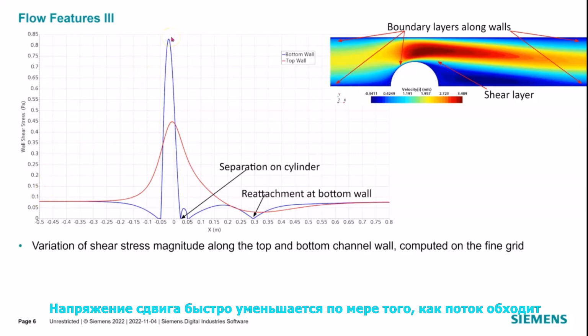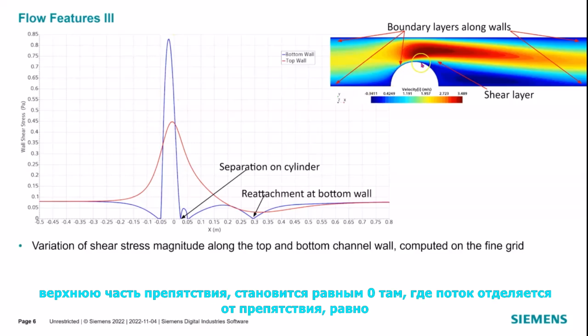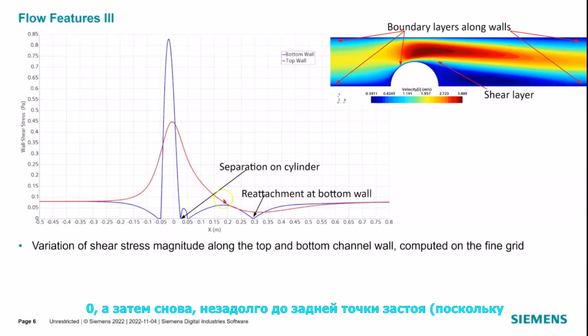The shear stress reduces then rapidly as the flow goes around the top of the obstacle, becomes zero where the flow separates from the obstacle, is zero then again shortly before the rear stagnation point because there is a tiny recirculation here in the corner. It increases again within the recirculation zone, becomes zero at the reattachment point, and then increases gradually to reach the value of the fully developed channel flow.